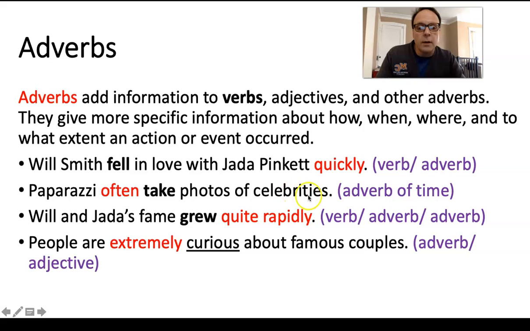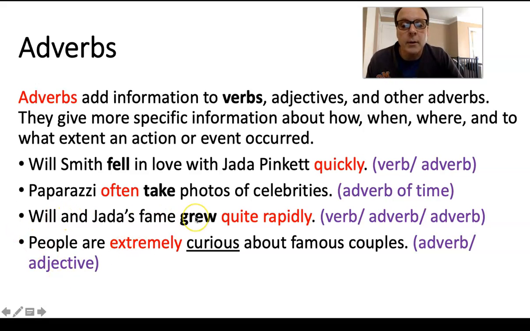Paparazzi often take photos of celebrities. So take, and notice this is an adverb of time. When do they take? Often. So again, this is answering that question. A lot of times, if you want to know if you have an adjective or an adverb, you can ask yourself the question, is it modifying a noun or is it modifying a verb? So you have to know which are the nouns and verbs, but often take. And again, we'll have a couple of quiz questions probably about these. I think it's just an important thing to know because, like I said before, being able to use adjectives and adverbs correctly just enlivens your writing a lot.